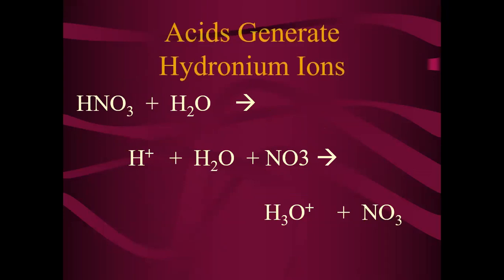Now, acids also will produce hydronium ions whenever you react them with water, or whenever you add water to an acid, hydronium ions will be formed. So hydronium ions are formed whenever you put acids into water. Whenever you form a solution with it, you're going to get hydronium ions from that. All right.